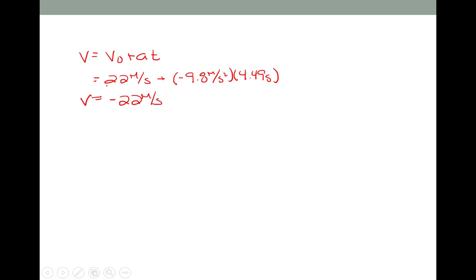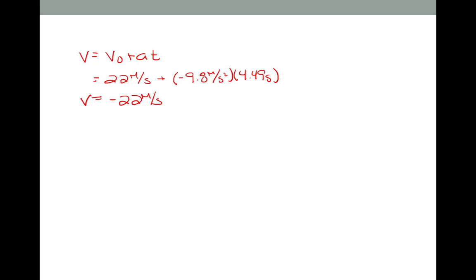So again, because of symmetry, because I'm going up and coming down to the exact same point, I find that my velocity going downward is the same magnitude as the velocity it originally went upward, but in the opposite direction as shown by that negative sign. And that completes that example.